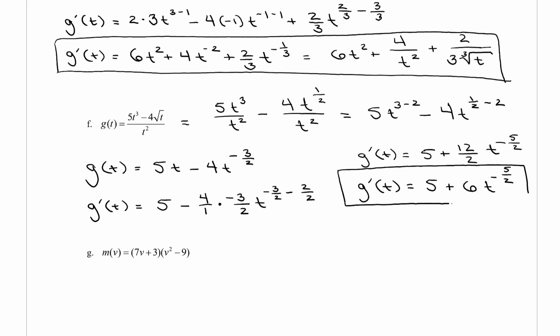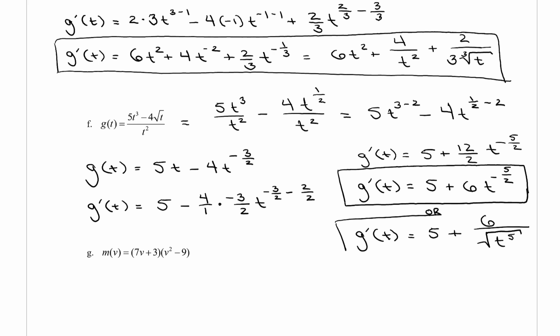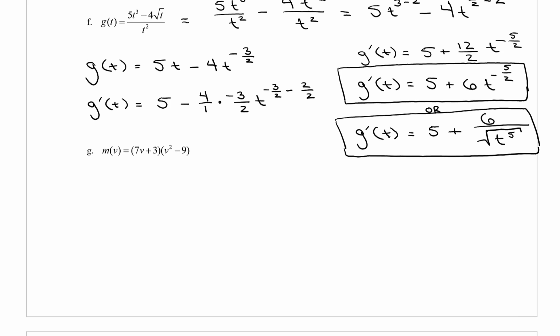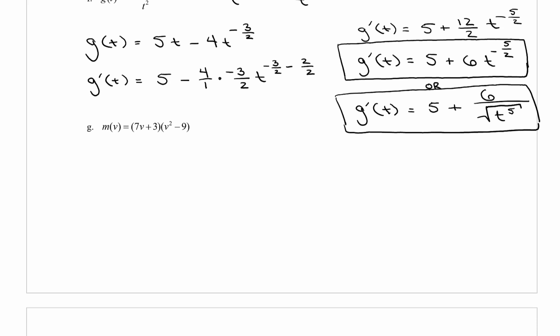or g prime of t equals 5 plus 6 over radical t raised to the 5th power. Either one of these last two answers, you could box either one in and they would be good answers, or you would want to make sure you read the instructions carefully to know how to write your final answer.